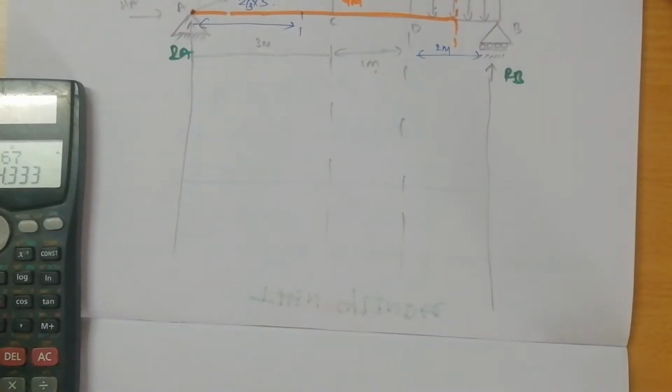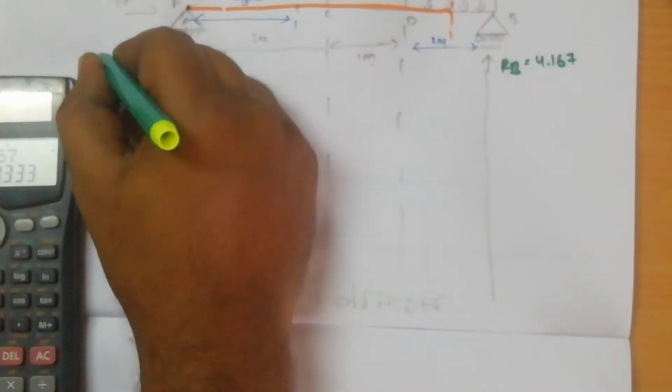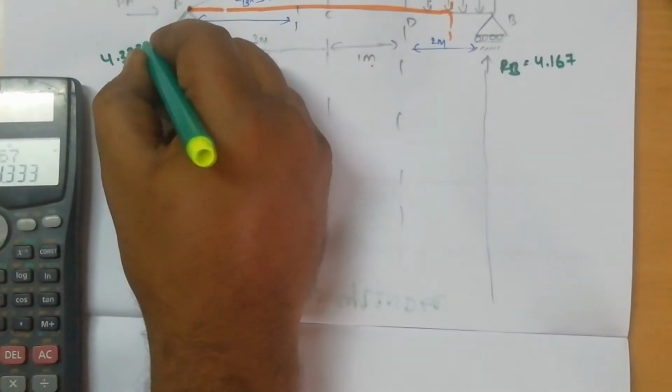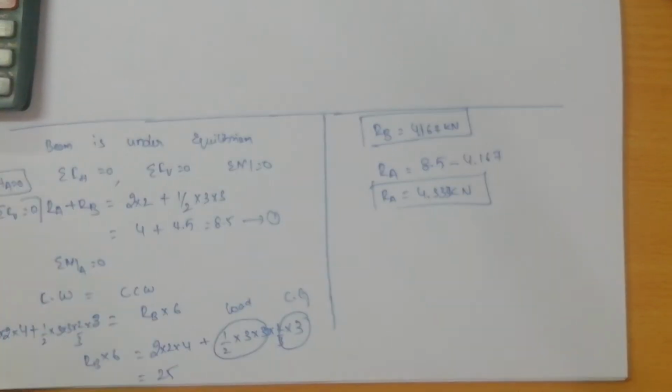RB is equal to 4.167. Here RA is equal to 4.33 kilonewton. Clear? So once you write this, go for shear force calculation. So shear force calculation, we know SF calculation. We will write SF calculation.